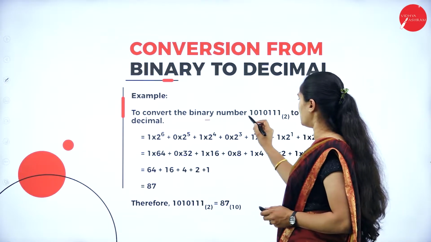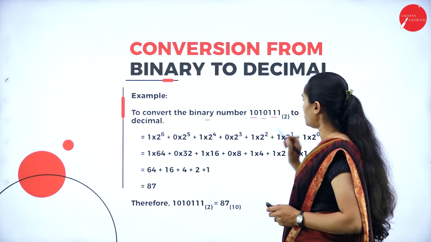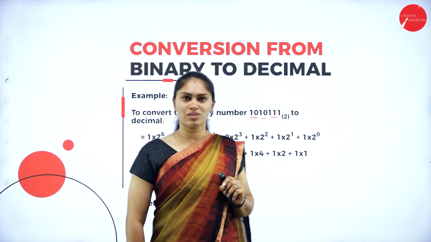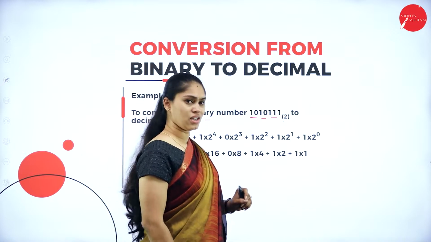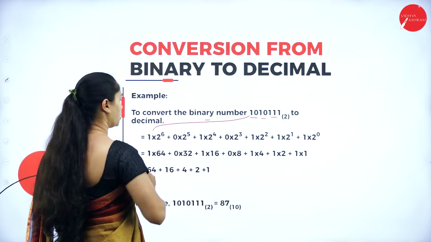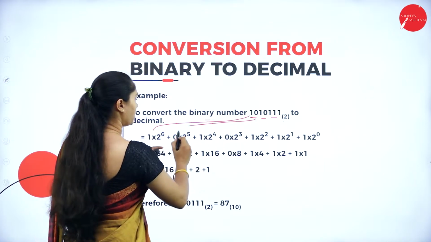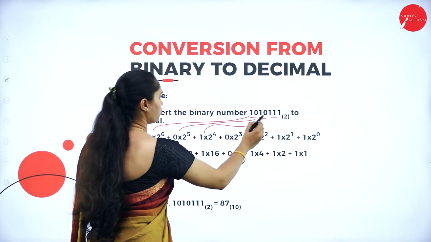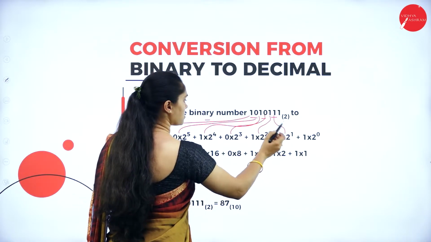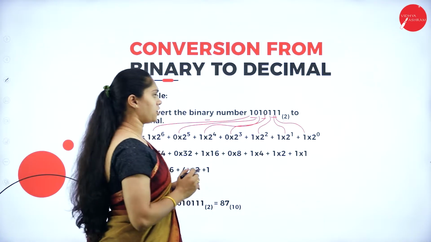Convert the binary number 10101111 base 2 to decimal. So I need to start with the rightmost bit, that is 1. We have to start writing from here. Write down 1 into 2 plus 0 into 2, then 1 into 2 plus 0 into 2 plus 1 into 2 plus 1 into 2 plus 1 into 2.